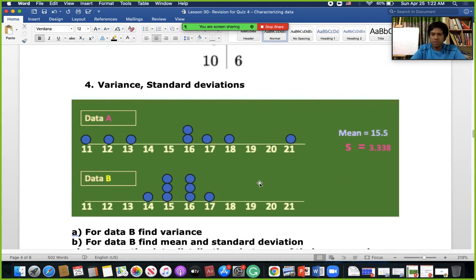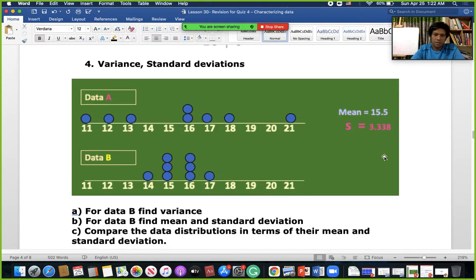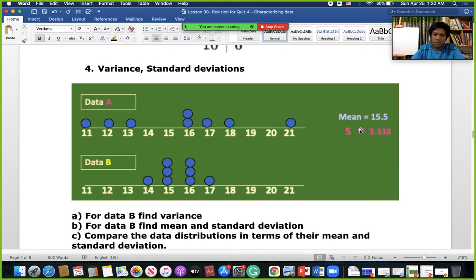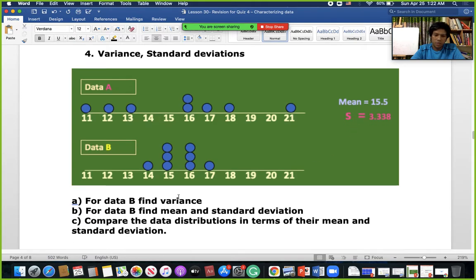4 number question is related to variance and standard deviation for the data A and data B. For data A, as you have seen, actually this is taken from one of our classes. For the first set of data, mean, median, and standard deviation are written here. So for data B, data set B, you have to find out the variance first.